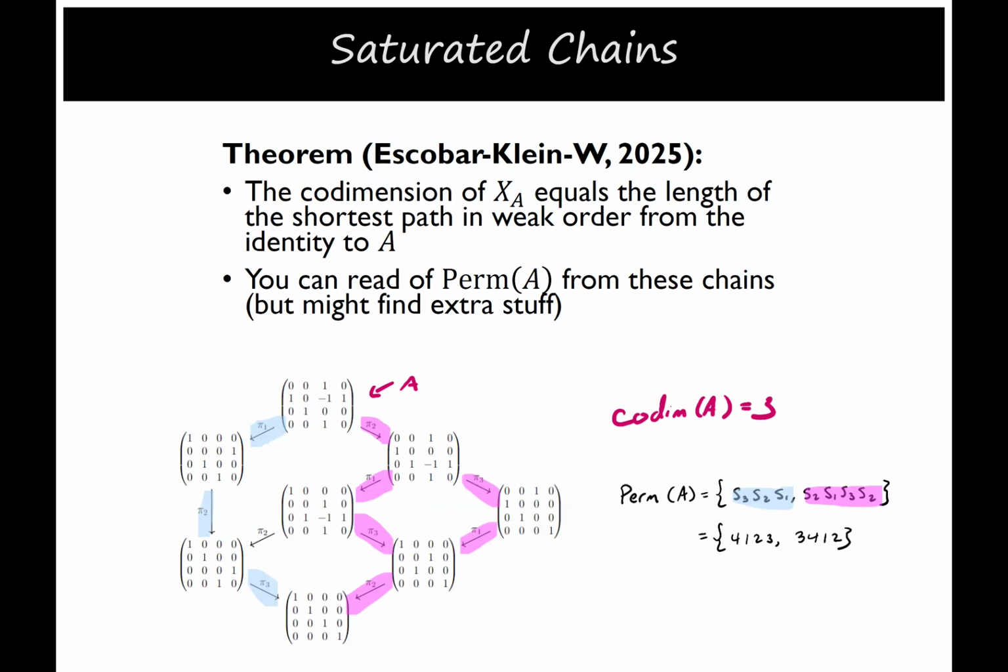Anyways, you can find it by looking for a minimum length saturated chain in this weak order. And you can read off the perm set by looking among all these chains at what permutations you get, and potentially throwing away some irrelevant chains that are implied by other ones. This is maybe not the most practical in general, because you can get a lot of different chains as you go higher and higher in weak order. But it's a different way to think about this permutation set and understand this geometry.